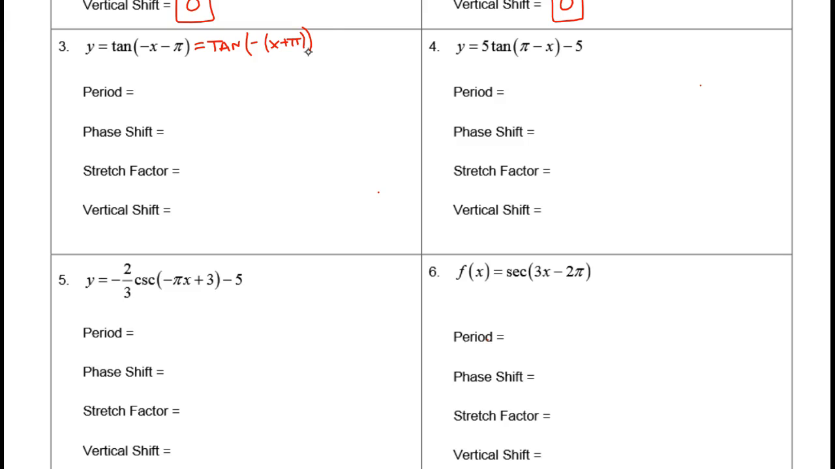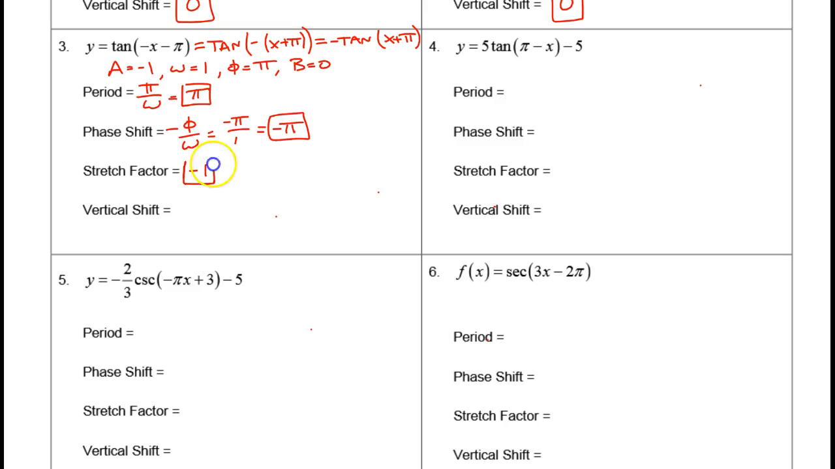And then I'm going to use the odd function identity for tangent, which says the tangent of negative theta equals the negative tangent of theta. From here I can go to work on this function. Folks, there you have period, phase shift, stretch factor, and vertical shift for that function. Let's move over to number 4, 5 tangent of pi minus x, all minus 5.